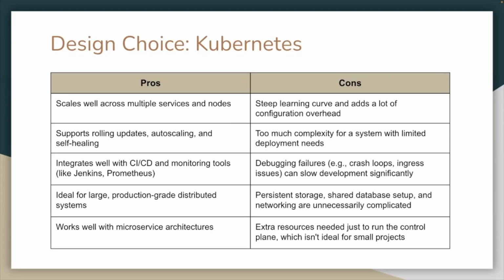There are several pros and cons of Kubernetes, especially in our case. The pros are the whole purpose of using Kubernetes itself, which means they scale really well across multiple services and nodes. They support rolling updates, auto scaling, and self healing, and they integrate really well with CI/CD and monitoring tools like Jenkins and Prometheus. Kubernetes is the industry standard for large production-grade distributed systems, and it also works well with microservices architecture.